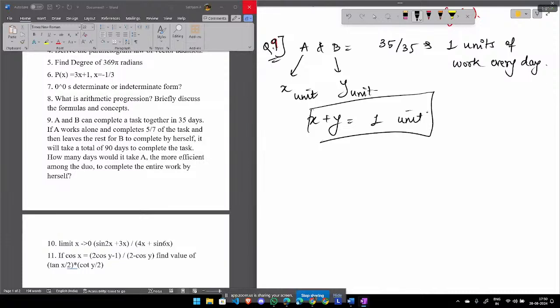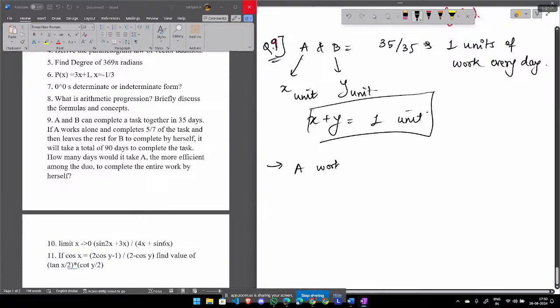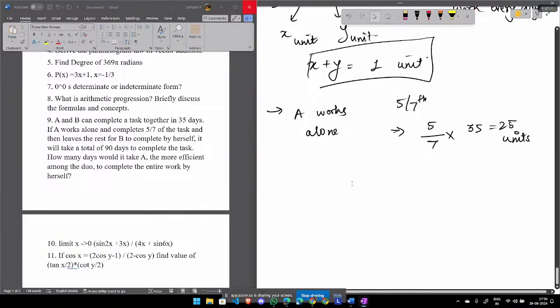Okay. Now what they have given is that A works alone and completes 5 upon 7 of the task. So I can write it as 5 upon 7 into 35, which is my 25 units. All right. Now, if A is completing 25 units of work, we don't know how much time or how many days she is taking right now. Have they told us this or not?